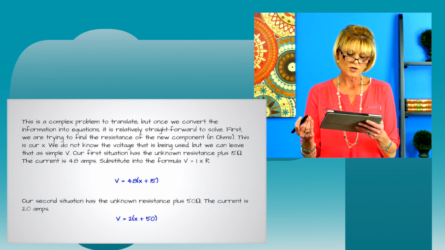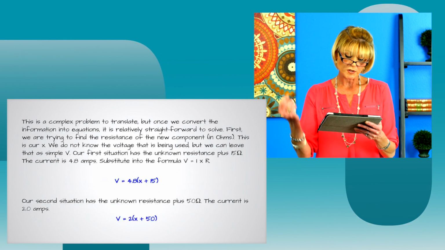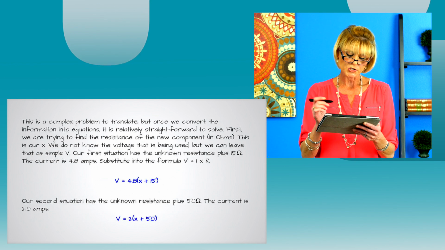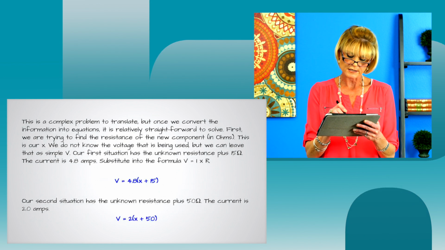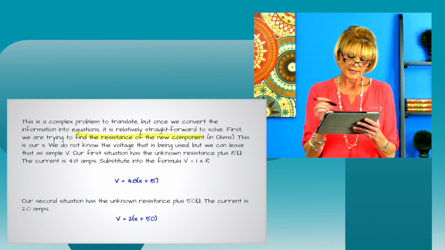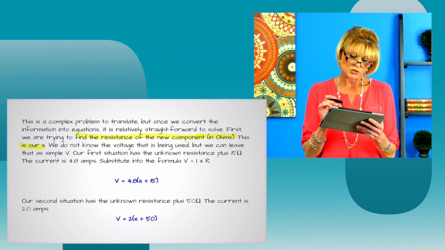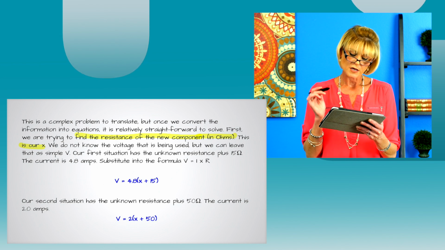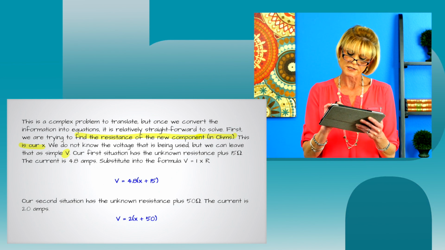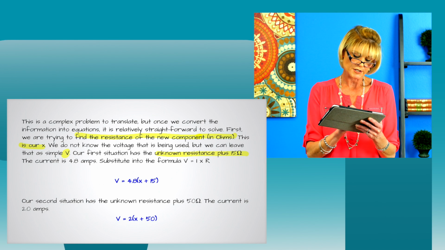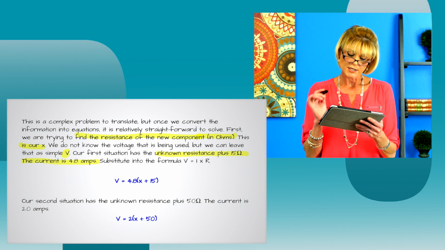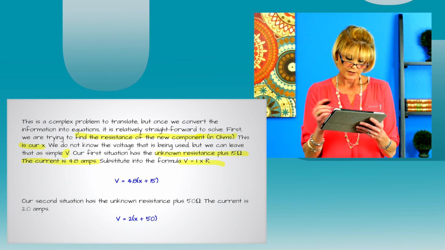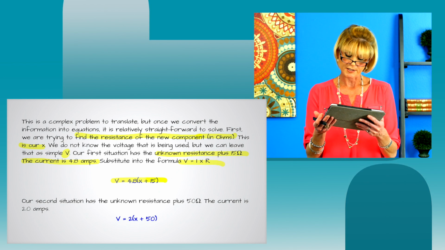So again, this is kind of a complex problem to translate, but once you convert the information into equations, it's relatively straightforward. First, you're trying to find the resistance of the new component in ohms. That's going to be your x. We do not know the voltage that's being used, but we can leave that as simple V. Our first situation has the unknown resistance plus 15 ohms. The current is 4.8 amps, so you substitute into the formula V equals I times R. V equals 4.8 times x plus 15.